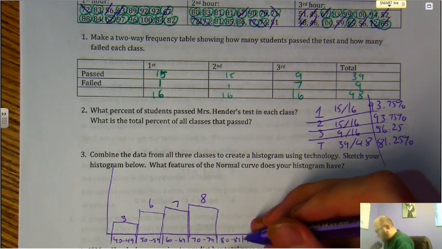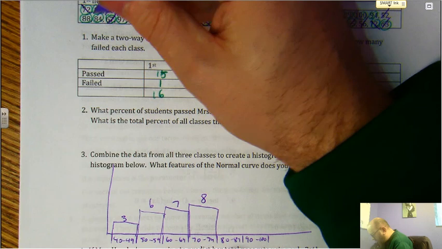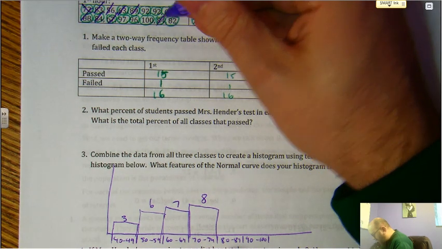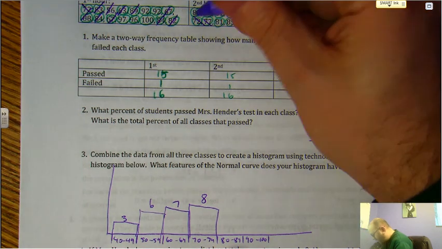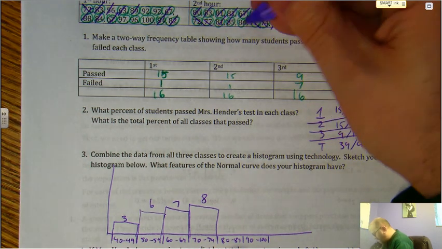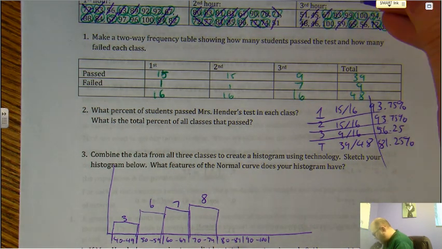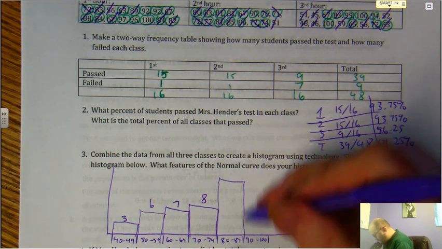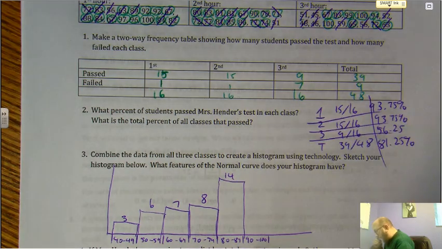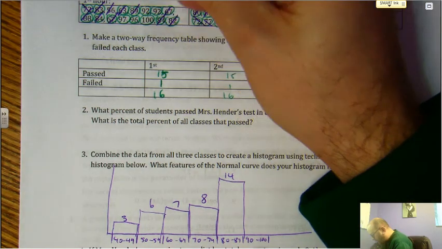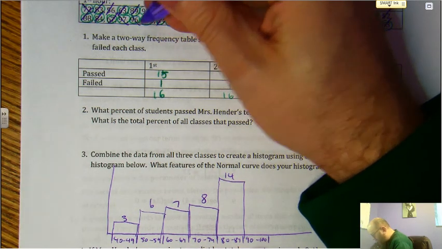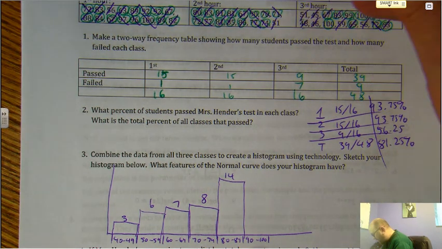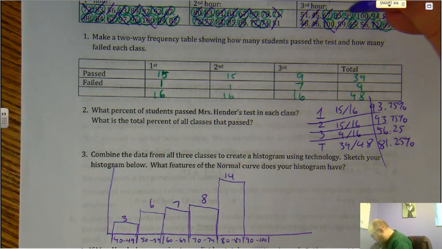80 to 89: 1, 2, 3, 4, 5, 6, 7, 8, 9, 10, 11, 12, 13, 14. So 14. And then 90 to 100: 1, 2, 3, 4, 5, 6, 7, 8, 9, 10.